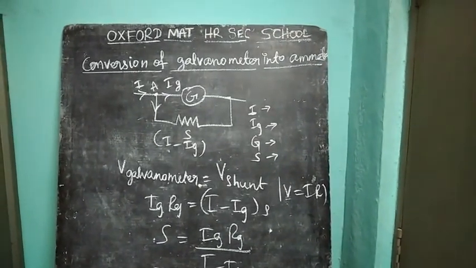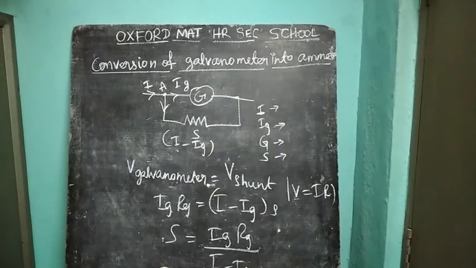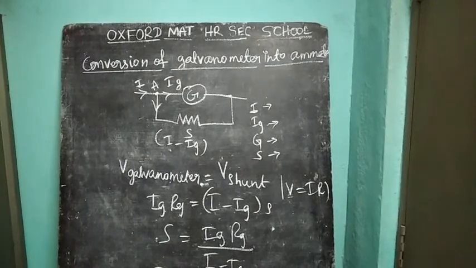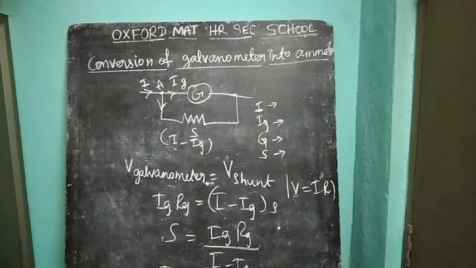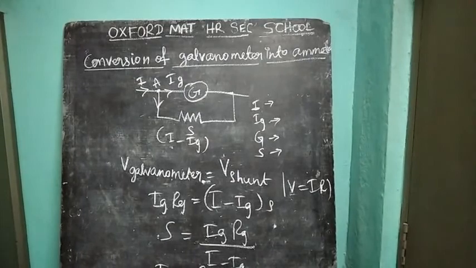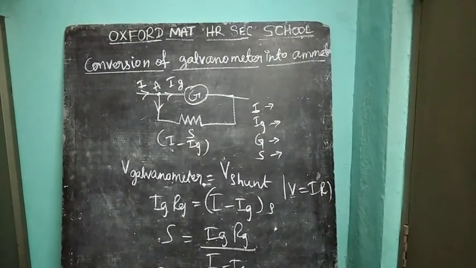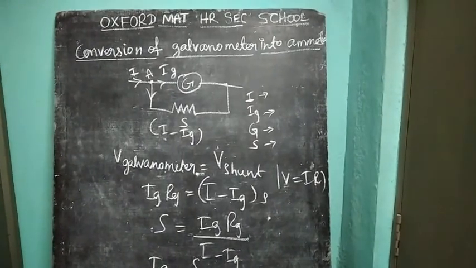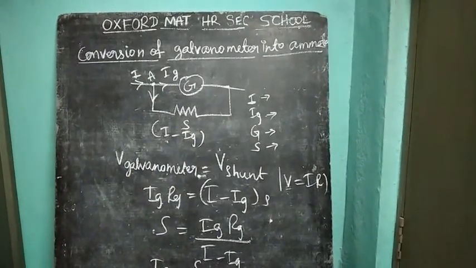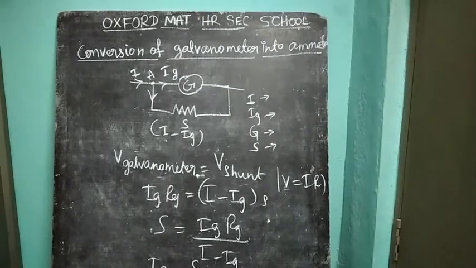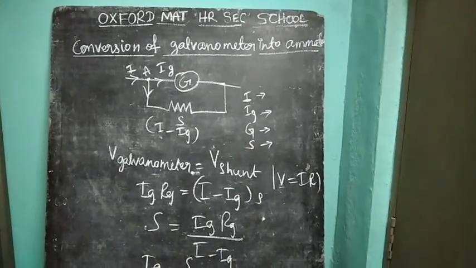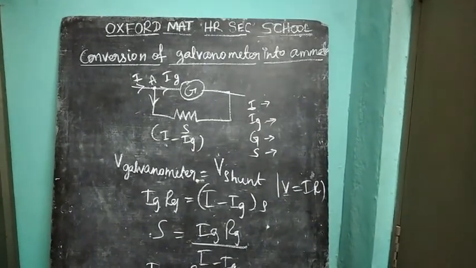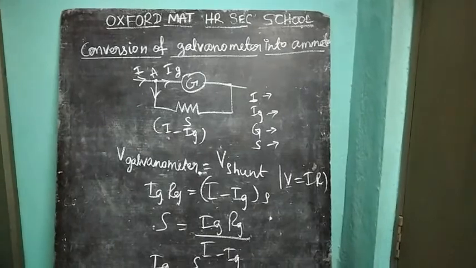So the current reaches point A. At point A, the current I divides into two: Ig and I minus Ig. Some current, Ig, flows through the galvanometer, and some current flows through the shunt resistance. The shunt resistance current is equal to I minus Ig: the total current minus the current flowing through the galvanometer.